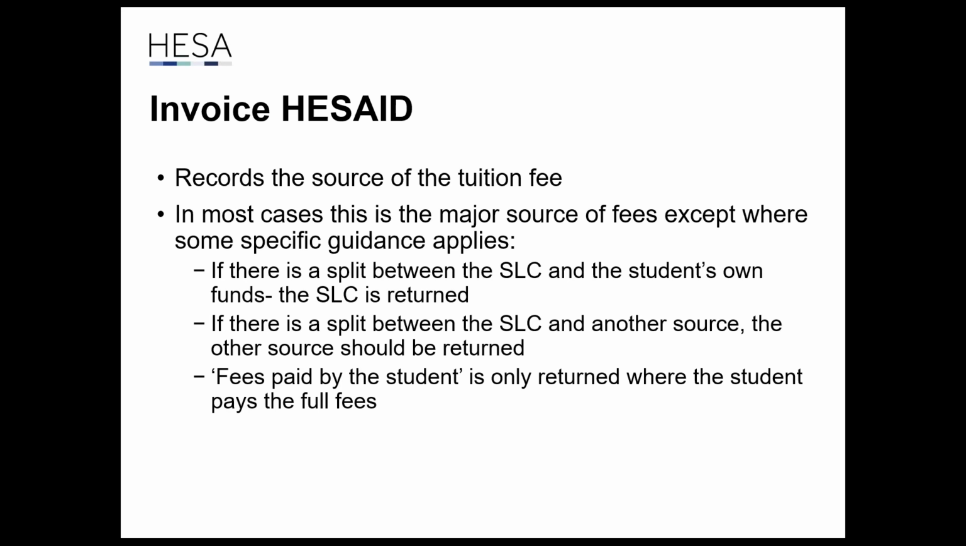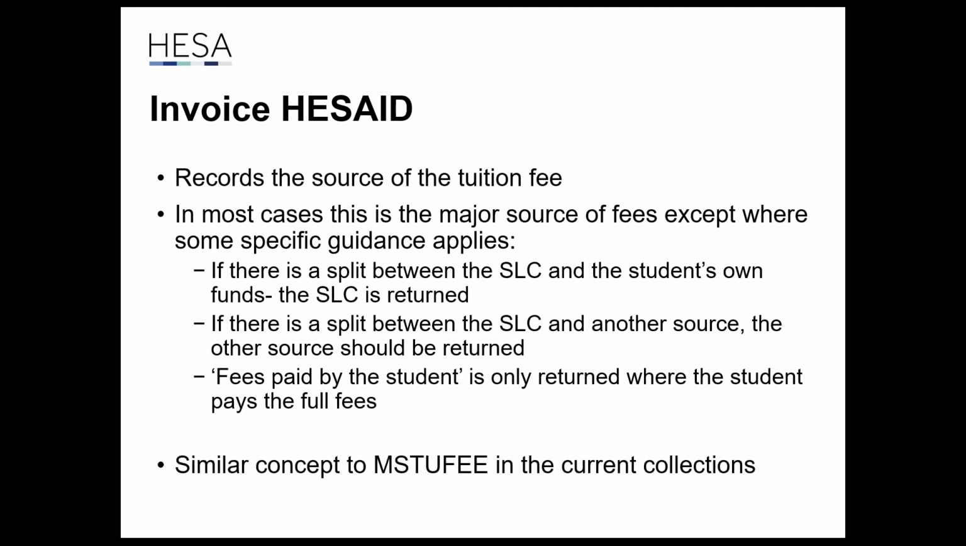And as with the other fields, this also has a similar counterpart in our current collection. So we have our major source of tuition fees field in the current return, and this is largely equivalent to that. So we've got the amount that the student is charged before any discounts or waivers are taken into account. We've got how much they're charged after any of those discounts or waivers, and then we've got a bit of information about who it is that's paying that fee. For providers in Wales, we have a little bit more information about who's paying the fee.